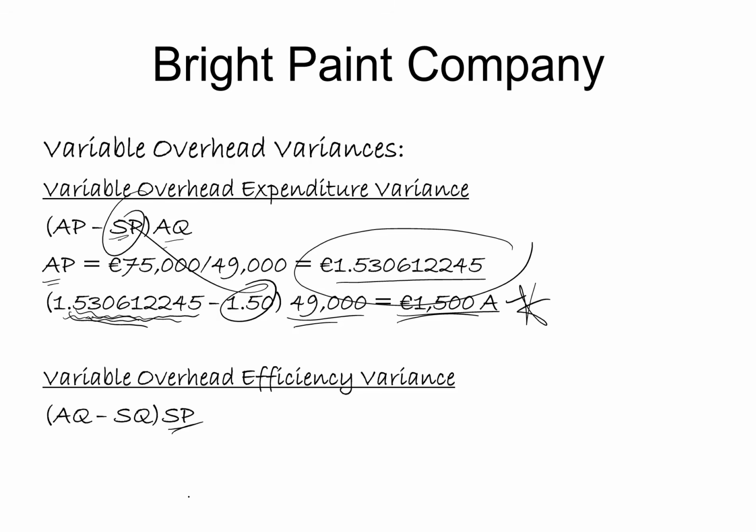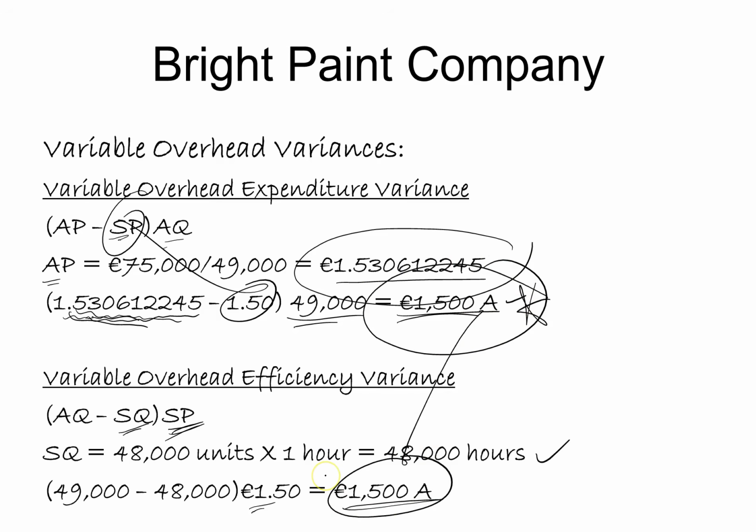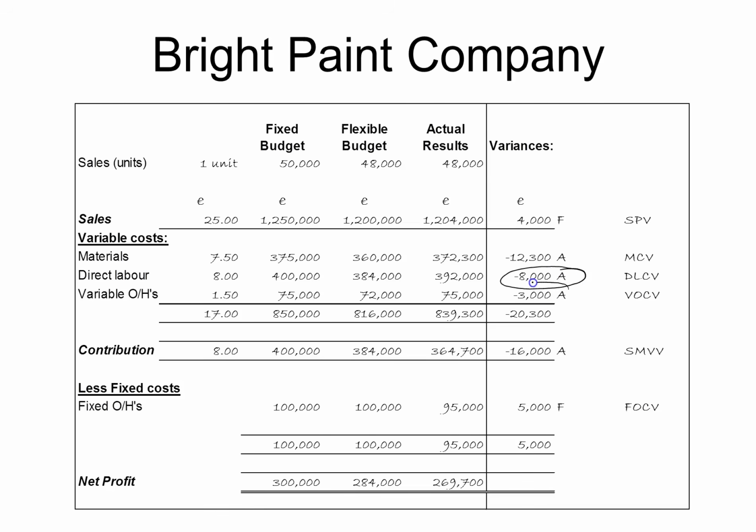What I'm going to do is work out the standard, because it takes 1 hour to make a unit, exactly the same as with the labour. 48,000 units were produced. It should take 1 hour to produce a unit, so that's 48,000 hours. Actual quantity was 49,000 hours, and the standard price for variable overheads is 150, so that's 1,500 adverse. Because 1,500 adverse plus the 1,500 adverse gives a total of 3,000 as an adverse variable overhead variance, which is of course what we were looking for.